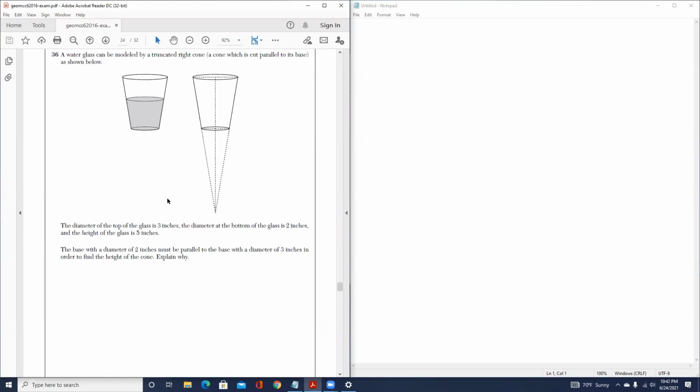A water glass can be modeled by a truncated right cone, a cone which is cut parallel to its base as shown below. The diameter of the top of the glass is 3 inches, the diameter at the bottom of the glass is 2 inches, and the height of the glass is 5 inches. The base with a diameter of 2 inches must be parallel to the base with a diameter of 3 inches in order to find the height of the cone. Explain why. So the best way to explain this, I'll do it on the right side, is with cross sections.